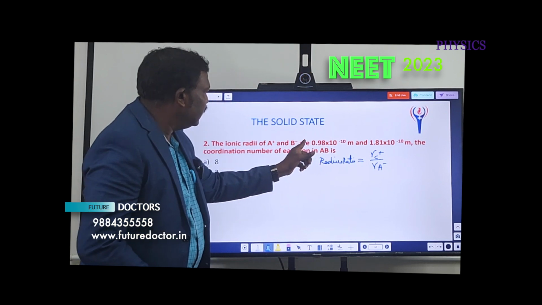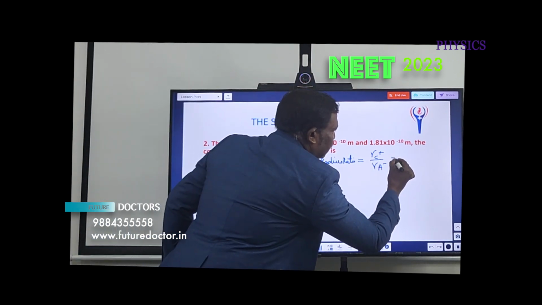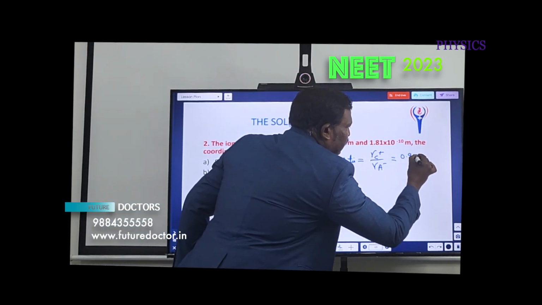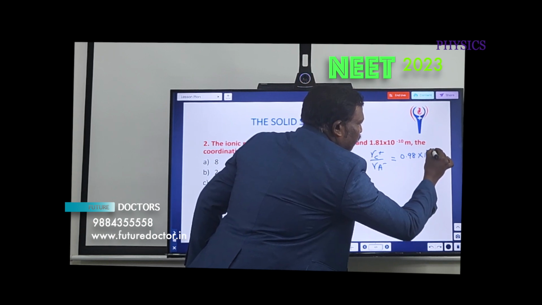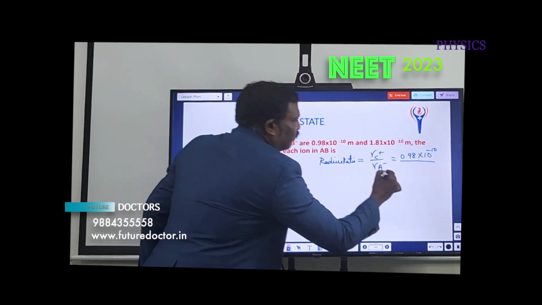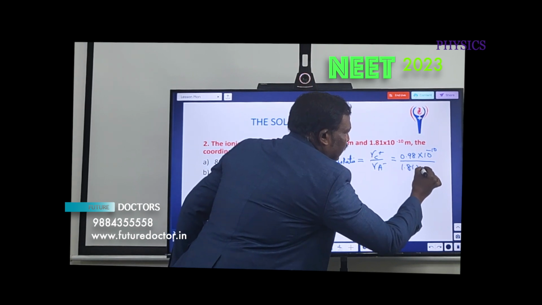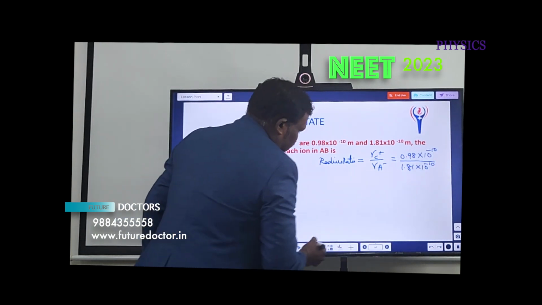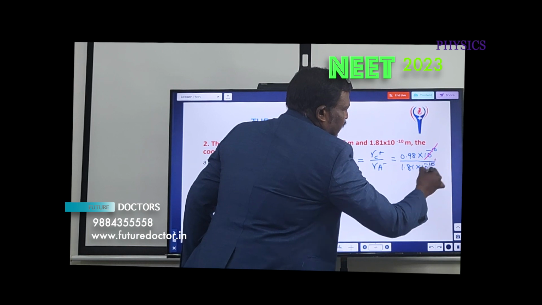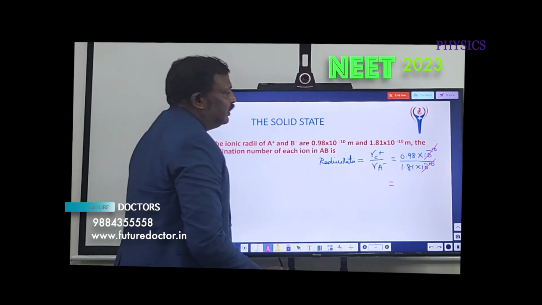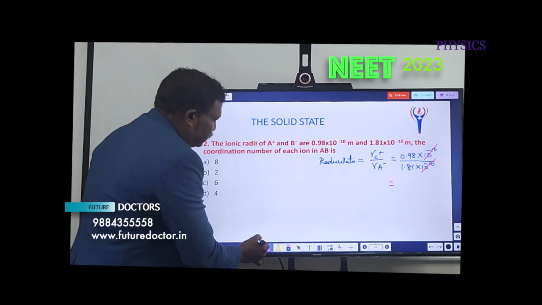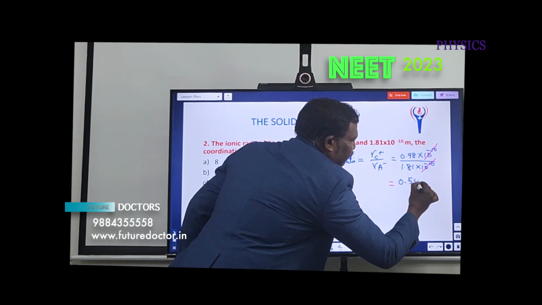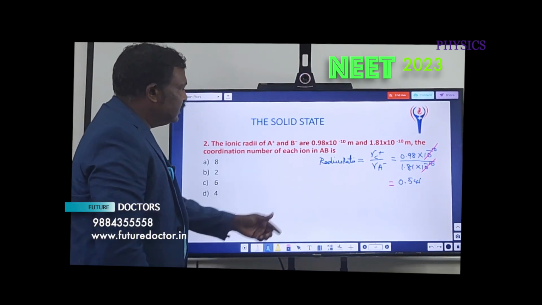Suppose the radius of cation, this is the cation, is 0.98 into 10 power minus 10, divided by 1.81 into 10 power minus 10. So simply the powers will be cancelled. So 0.98 by 1.81, which is approximately 0.541 if you divide. So this value is in between.